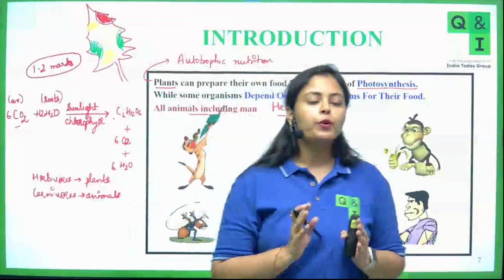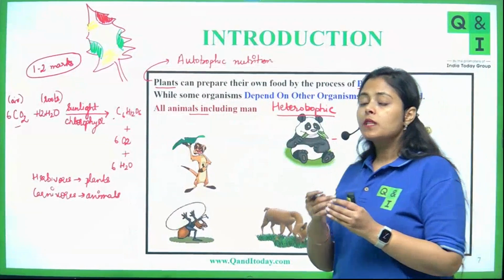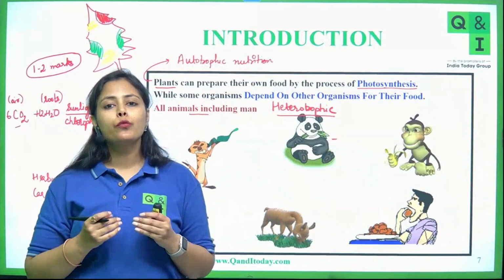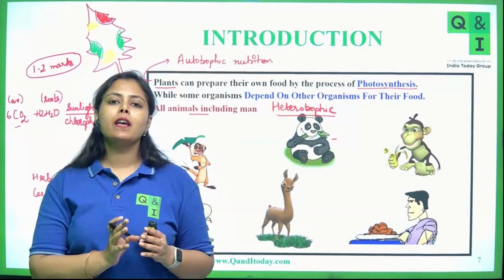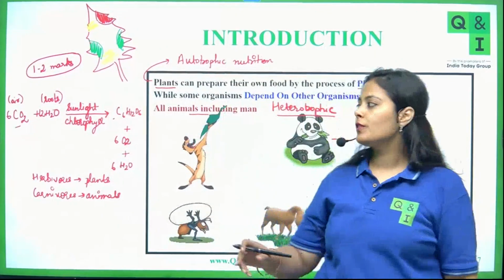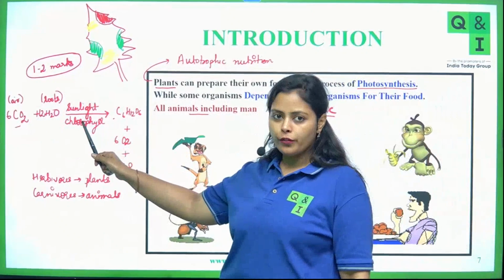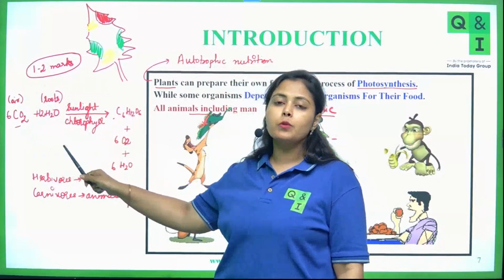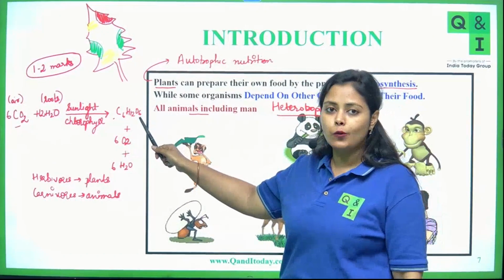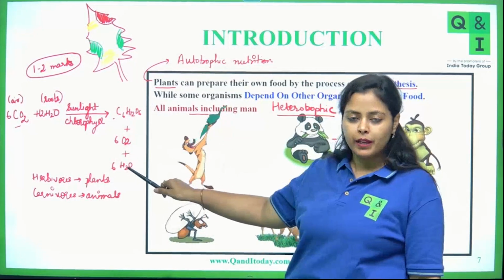So autotrophic mode of nutrition is that mode of nutrition where plants synthesize their own food. So plants are doing what? They are synthesizing their own food. And the process through which they synthesize their own food is called photosynthesis. The equation of photosynthesis is this: carbon dioxide, water, sunlight, and chlorophyll. These are all the raw materials which are required by the plants, and they eventually lead to the synthesis of sugar, which is glucose. Also, during the process of photosynthesis, oxygen and water are liberated.